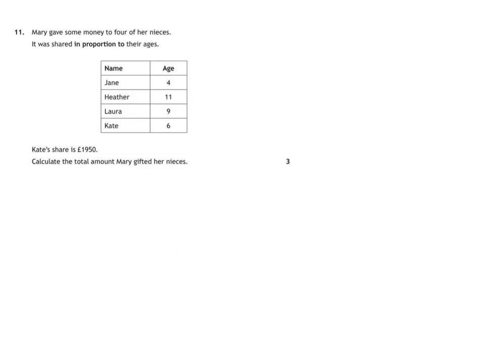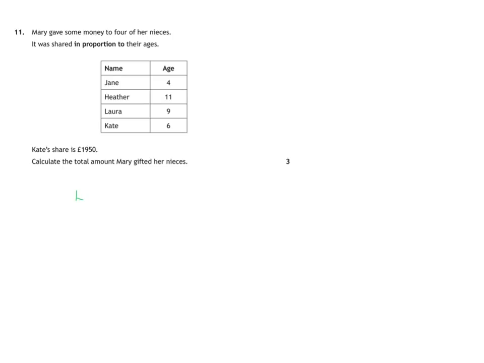Right, so question 11, we have Mary, who gives some money to 4 of her nieces. It was shared in proportion to their ages. And Kate got £1,950, and we need to calculate the total amount Mary gifted her nieces all together. So this is ratio, because it's proportional.